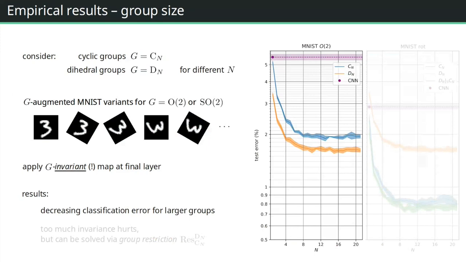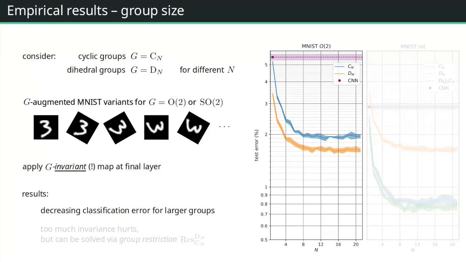Then an investigation of the symmetry groups and the group size you could use. Here we are considering cyclic groups and dihedral groups of different orders n. So you have rotations by 2 pi over n. And in the case of dihedral groups, you also would have reflections. And we are testing it on two different transformed versions of the MNIST dataset. So on MNIST, you have these handwritten digits.